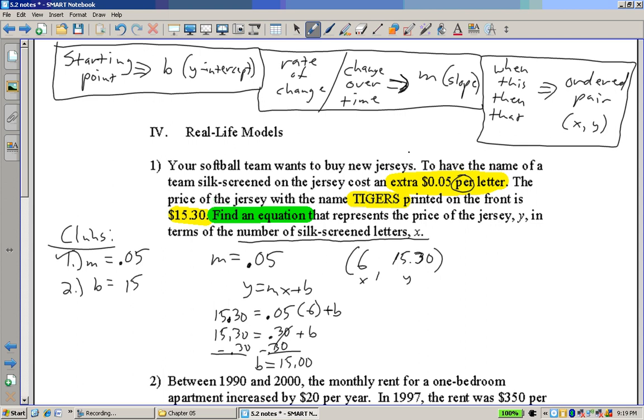Do I have my slope? Yes. Do I have my y-intercept? Yes, I have my two major clues. Now I simply have to plug them in. y equals 0.05x plus 15. Now, they asked in a sentence. Normally, we would need to answer in a sentence. But since they're just asking for the equation, this mathematical sentence will do. If they asked for anything applied, like what would be the cost of the jersey for 7 letters, something like that, then you would need to actually write out the sentence. But since we just wanted the equation, this mathematical sentence will do.